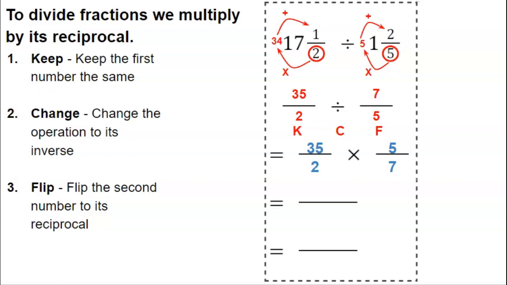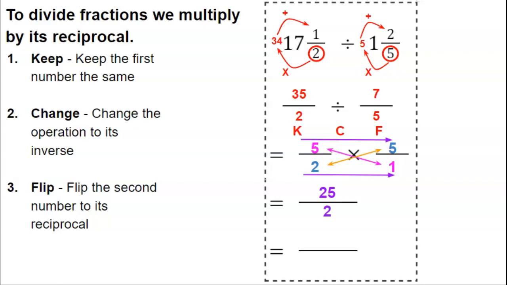Now we need to cross simplify. First, I look at my 35 and 7. They are both divisible by 7. 7 divided by 7 is 1. 35 divided by 7 is 5. Now I look at my 2 and 5, and they are both prime, so we cannot simplify 2 or 5 any further. So now we multiply. 5 times 5 is 25. 2 times 1 is 2.